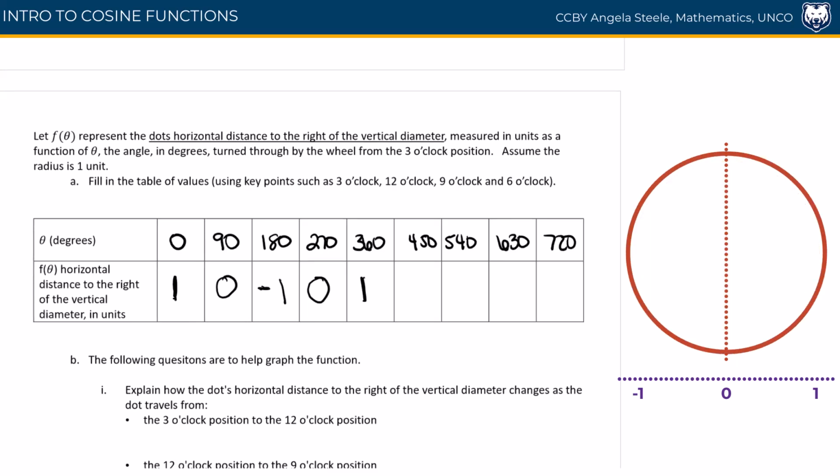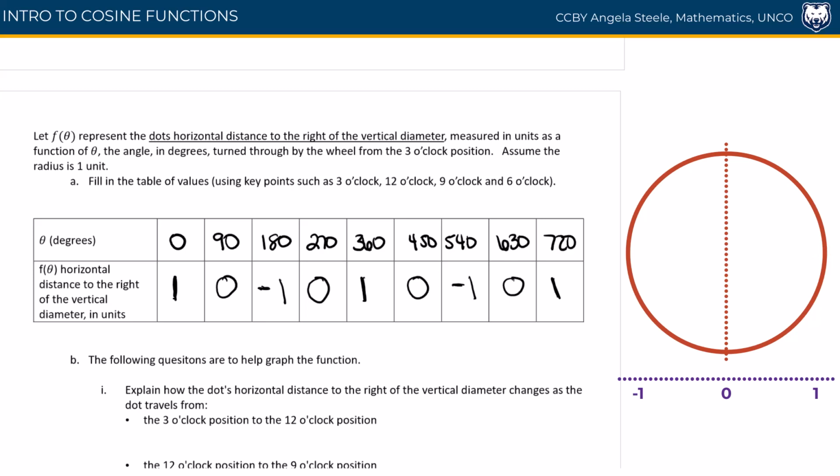Okay, so now we're at 450 degrees, which means we're back at that 12 o'clock position. We are right on the diameter, so that's 0. 540 means we're at the 9 o'clock position, so we're 1 unit to the left. 630 means we're at the 6 o'clock position, so the dot is on the line, and then here we are back at 1 unit to the right when we are at 720 degrees, so 2 full rotations. Okay, so this right here gives us our table.